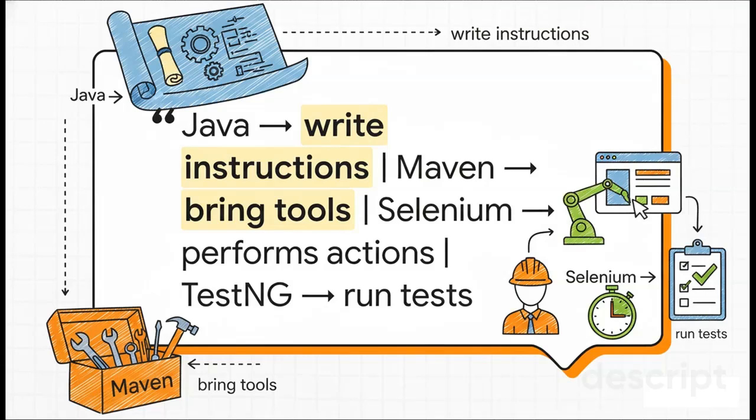Before we get into the weeds, I want you to burn this slide into your brain. Seriously, this is your mental map for everything we're about to cover. Java is for writing the instructions. Maven goes and gets the tools. Selenium is the one actually doing the actions. POM helps you keep your code organized. TestNG runs the whole show. And extent reports, well, it makes the final results look great. If you can remember this, everything else will just click into place.